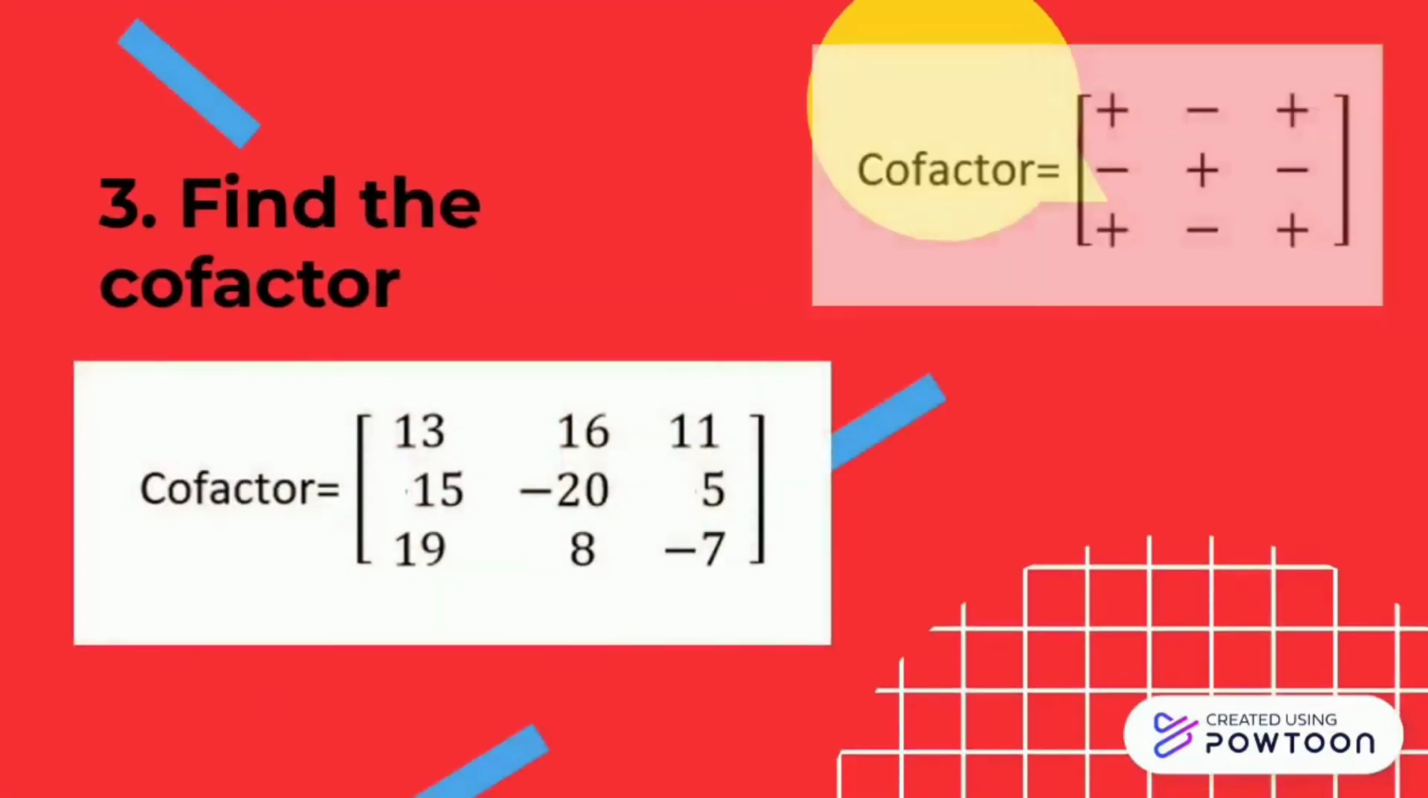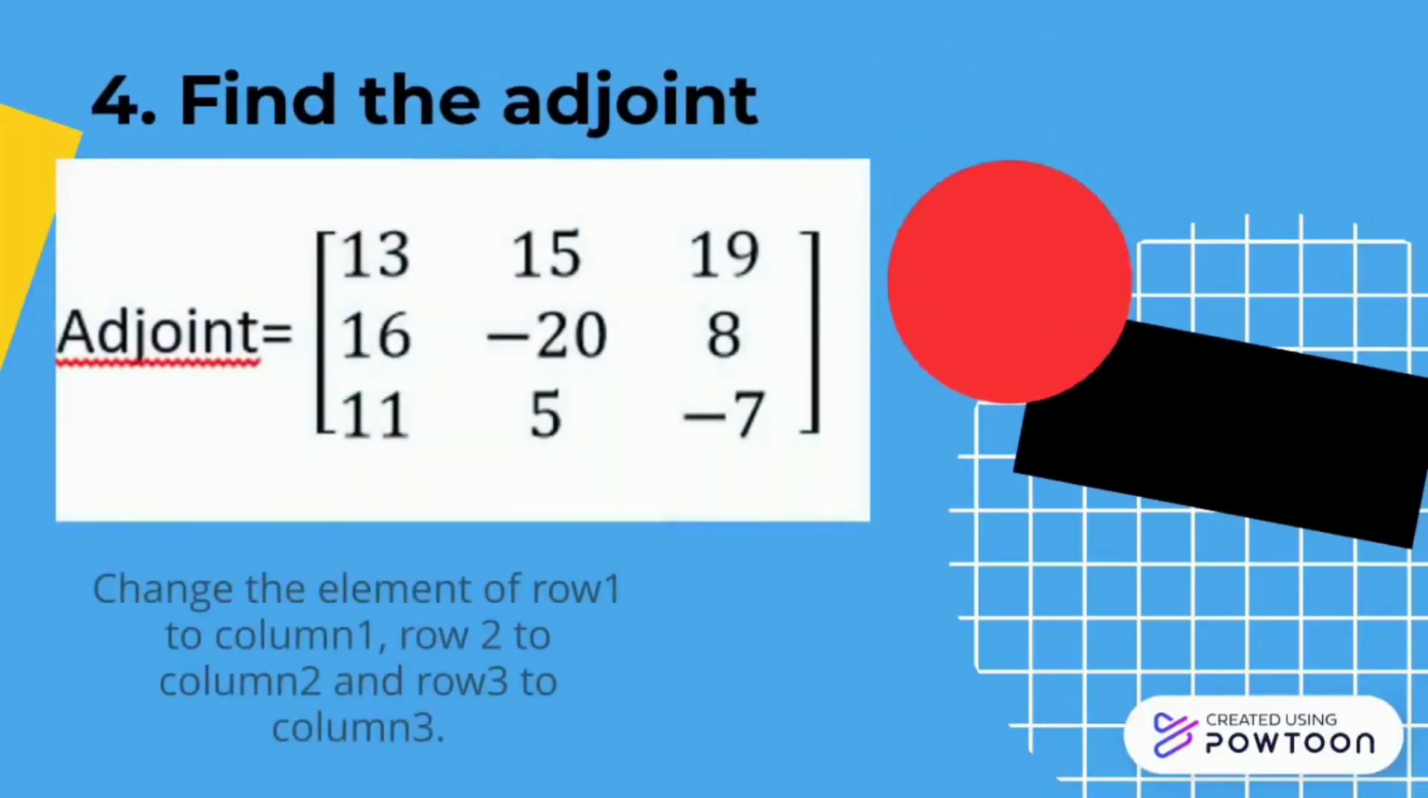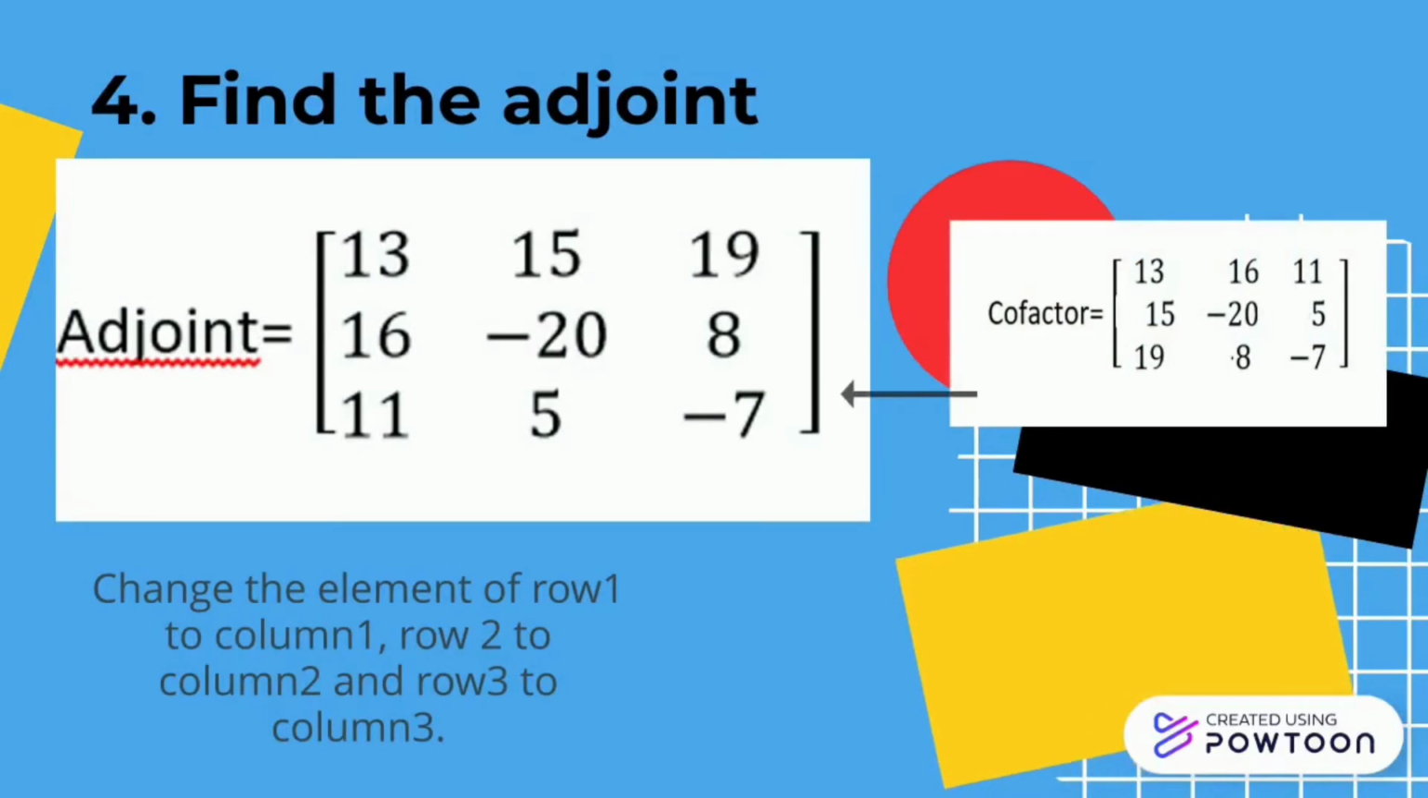Next, we need to find the cofactor. The cofactor is just taken from the minor, but we multiply it by positive or negative based on the position. Step 4. We need to find the adjoint. The adjoint is just the exchange of rows and columns. For example, row 1 to column 1, row 2 to column 2, and row 3 to column 3.